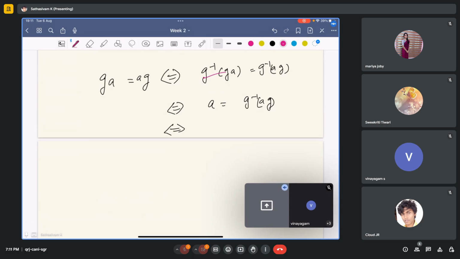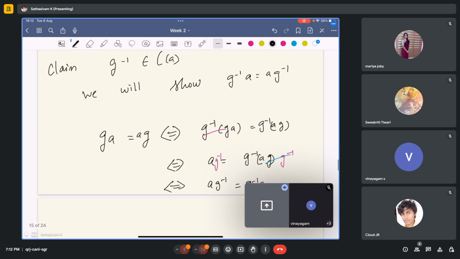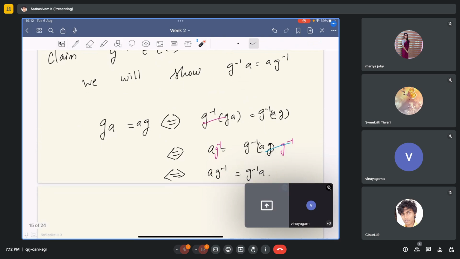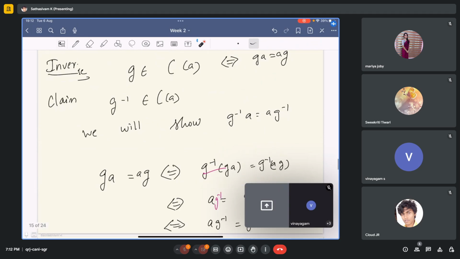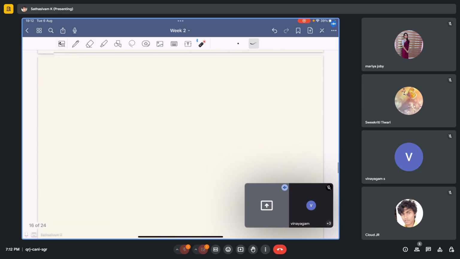So we have this. Now what you see is, multiply both sides by G inverse. Put the G inverse on both sides. If you multiply both sides by G inverse, you can cancel it out, and whatever remains is A G inverse equals G inverse A. That is what you want to prove. The equality doesn't matter which way you want, right? It's kind of symmetric. So we have shown that the inverse belongs to the centralizer. Okay, so that is done.